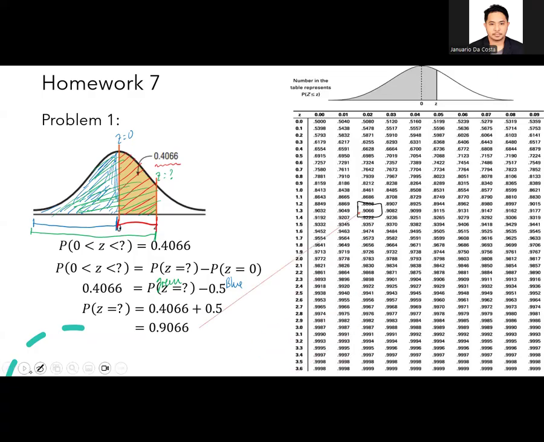So let's start. Which corresponds to 1.32. And now the z value is equal to 1.32. So now you find that your z is equal to 1.32. Do you understand?